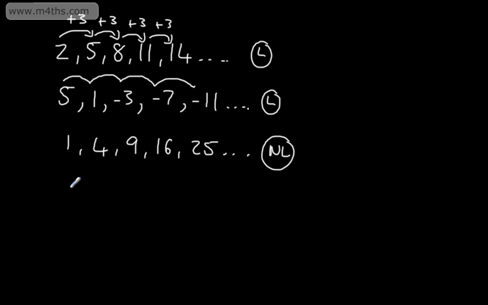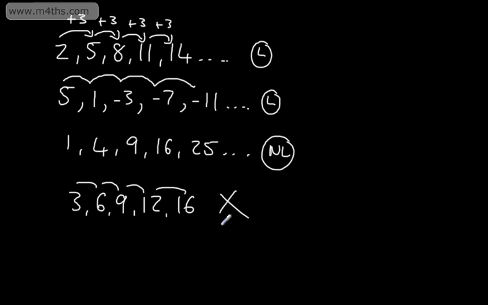Just make sure that you do check all of the numbers. So for example, if we had one that was 3, then we had 6, 9, 12 and 16, we can look and it's going up by 3 until this point where it's going up by 4. So that is not linear, it's not arithmetic.